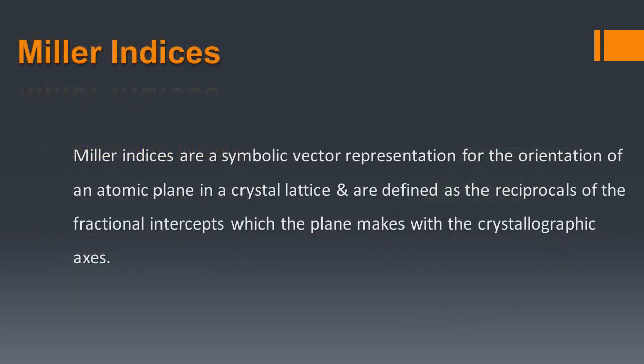The next one is Miller indices. It is a symbolic representation, that is, a vector representation of the atomic orientation, in which atoms are oriented in a particular direction, and the whole is a plane, and there is a set of rules we can see in the next slide. By taking the reciprocals of the intercepts, with reference to the crystallographic axis, we get what is called the Miller indices.